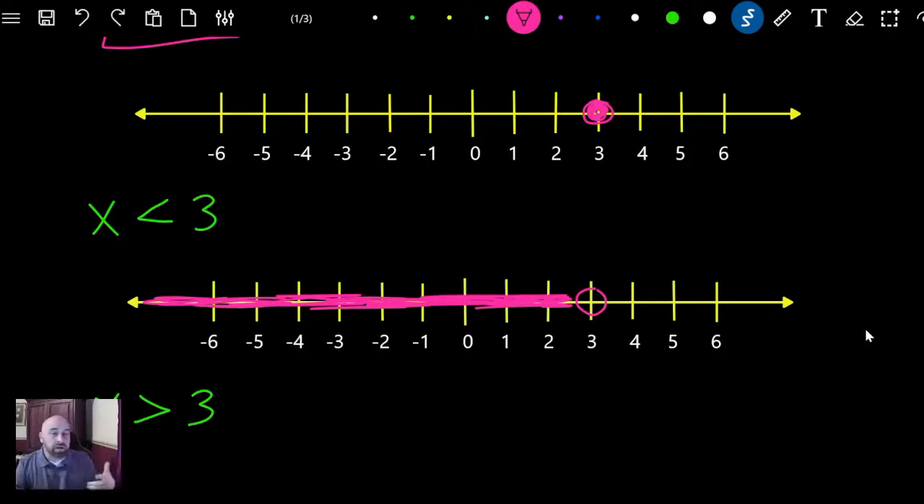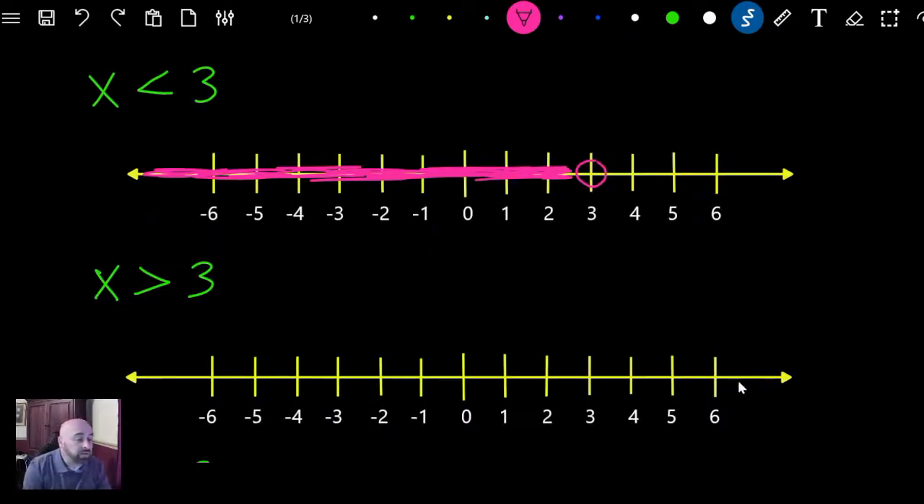Now let me show you how this works. Let's test a point. Just pick any number you want down here. It doesn't matter what number. Let's pick the number 0. If I substitute 0 for that x, that should satisfy or meet the qualifications. What do I mean by that? Instead of x, write 0 is less than 3. Is that true? Yes, it's true. So this is correct that we colored in that side of the number line.